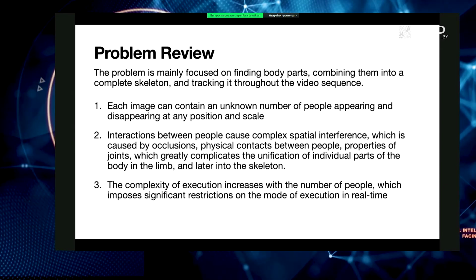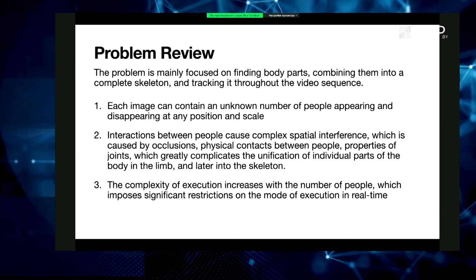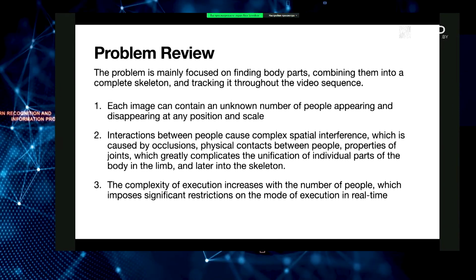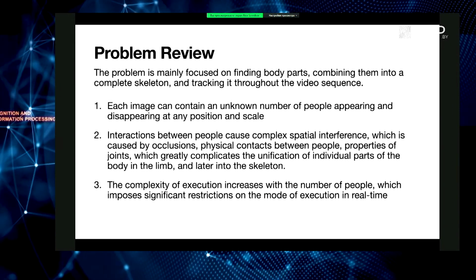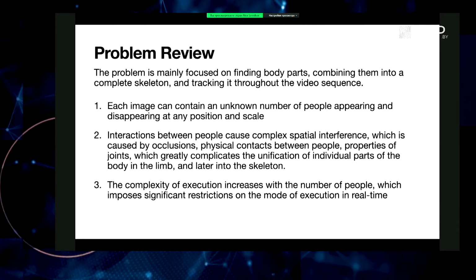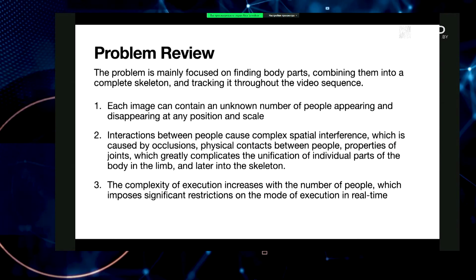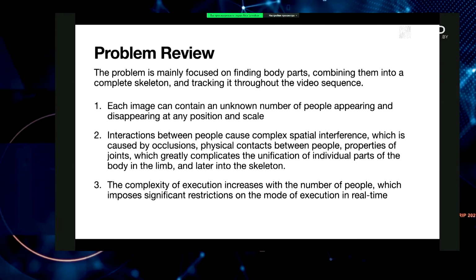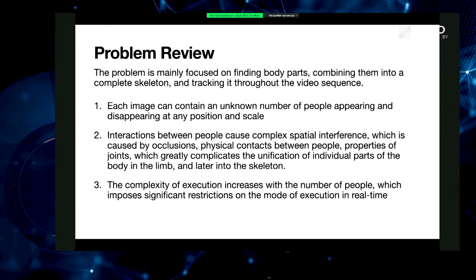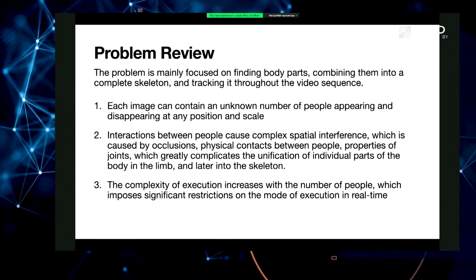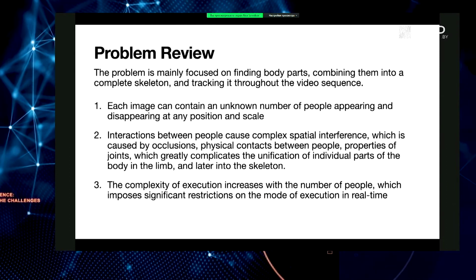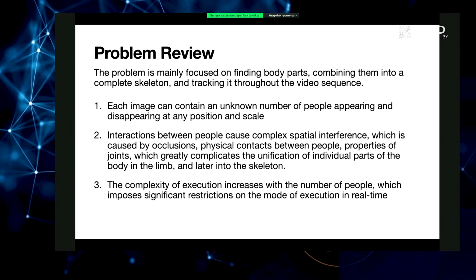And so we go to the second problem, the interactions between people, because interactions can cause different complex spatial interferences and occlusions. People can contact each other, and from the side of computer vision, for example, when someone touches someone's shoulder with his hands, we have to understand that there is a shoulder and there is someone's head. So we have to separate these parts.